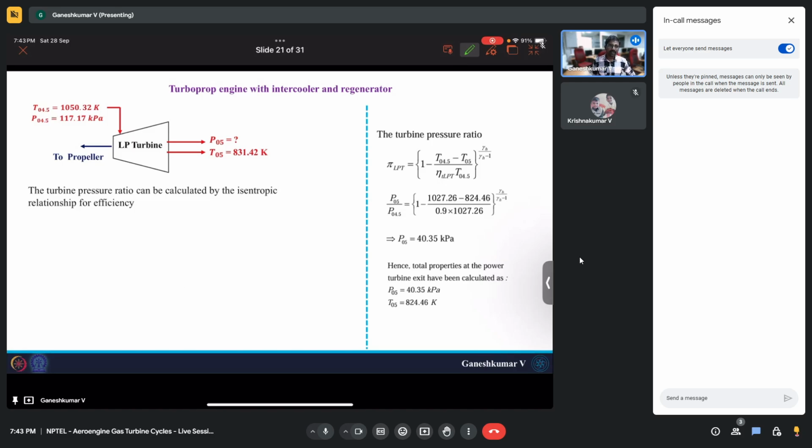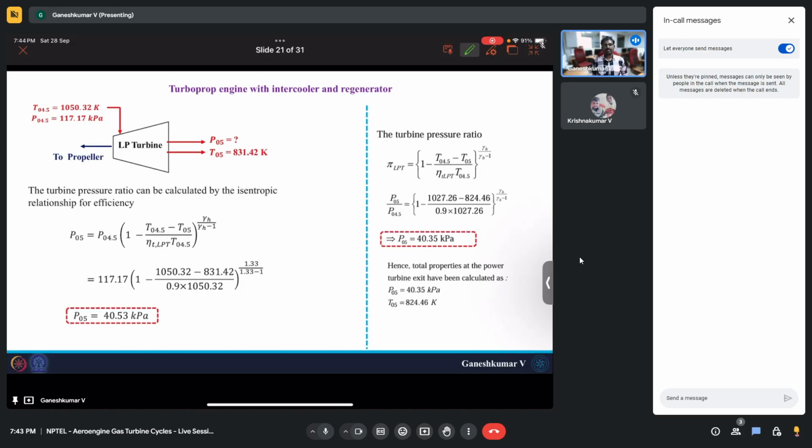So we also need to find the pressure at the exit of the LP turbine. We can use the isentropic efficiency relationship to find the pressure at the exit of the LP turbine, which will be around 40.53 kilopascal. Okay, and this is not that much of a difference, because we have extracted an enormous amount of power, so the pressure has to come lower, and at this point it is closer to whatever we got from the previous results.